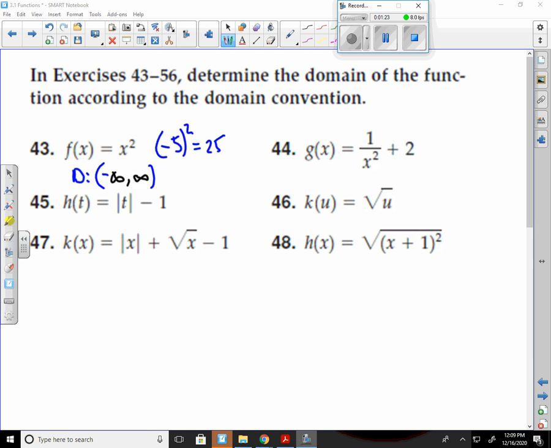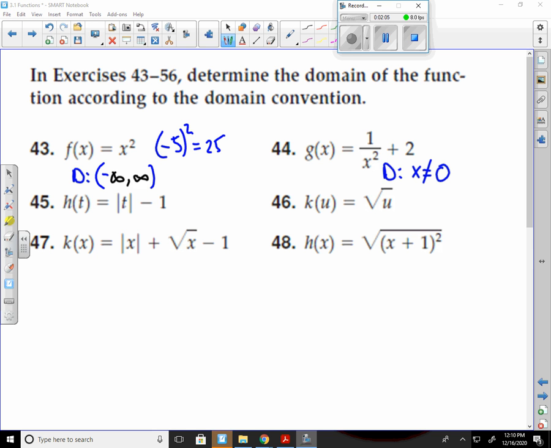All right, look at number 44. So I'm dividing now, so that should give me a red flag. What number am I not allowed to divide by? 0. So if I put a 0 in here, I can't divide by that. So that's the only one that won't work. I can divide by negatives, I can divide by positives. So the only time it doesn't work is 0. So for your domain, you could put x is not equal to 0. That's the only restriction on that domain.